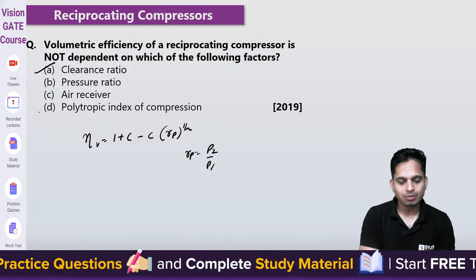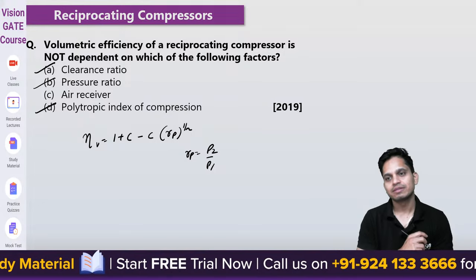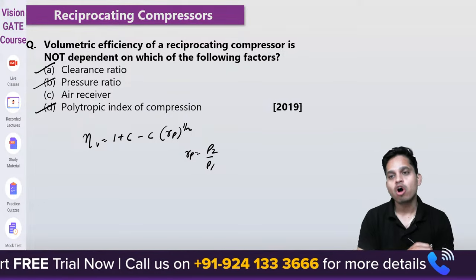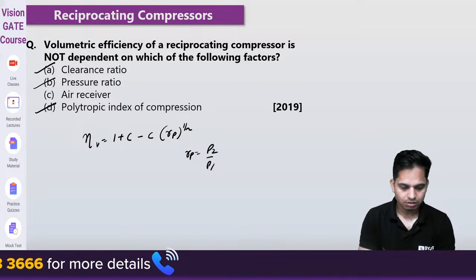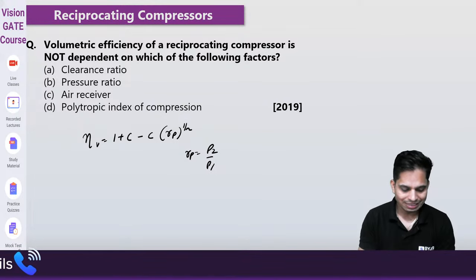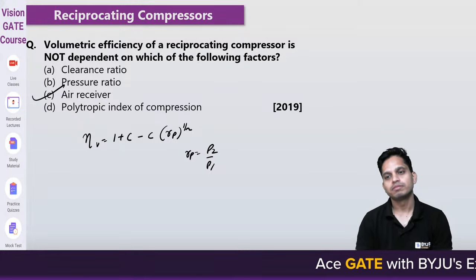Yes, it is based on polytropic index. Yes, pressure ratio. But it is not dependent on air receiver. So the answer is air receiver. Yes, very good.